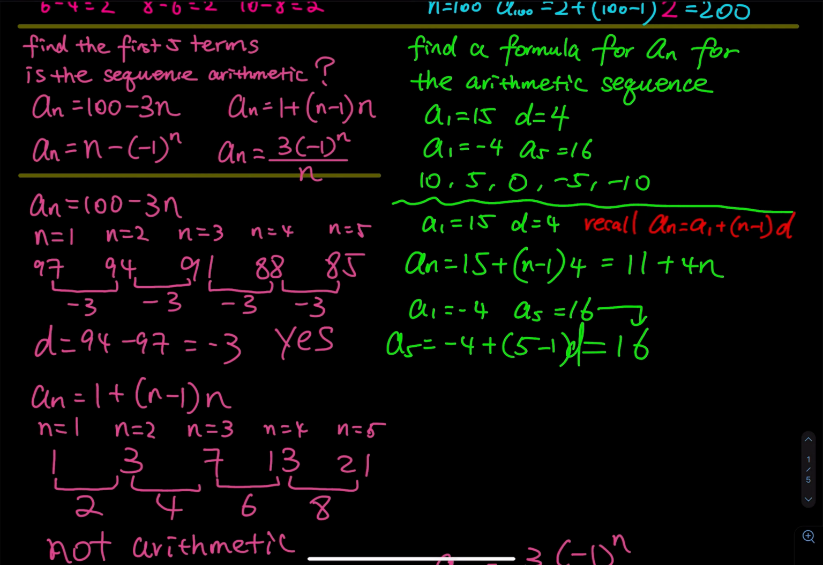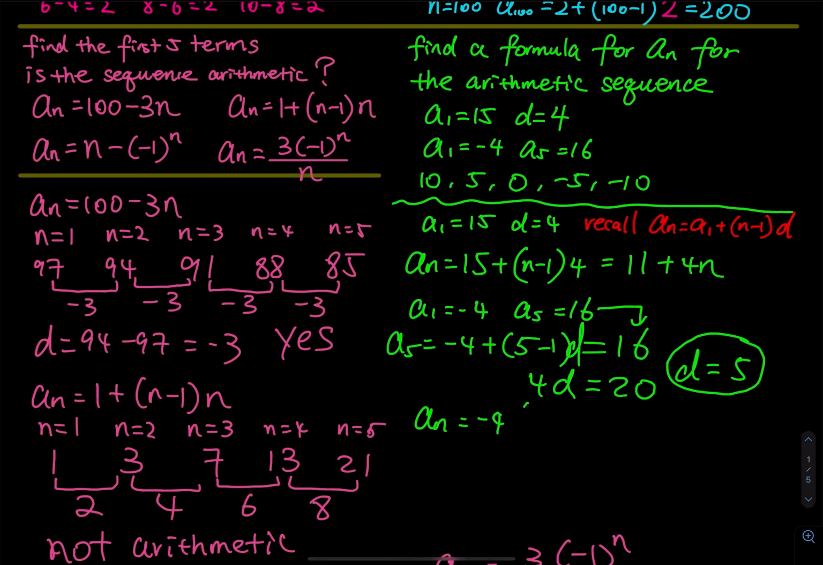And then all you have to do is you solve for d. So what is that equal to? That is equals to, you add 4 on both sides. That is equals to 20. This is 4d, and then the common difference is equals to 5. Now you can write the whole thing. So a_n that is equals to -4, and then plus n minus 1, and then you multiply by 5. So you have a -9, -4 minus 5, -9, and then plus 5n.